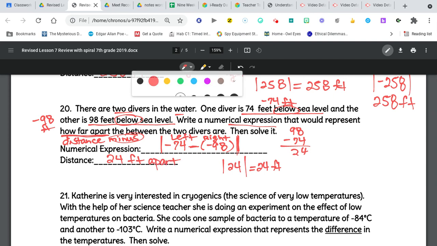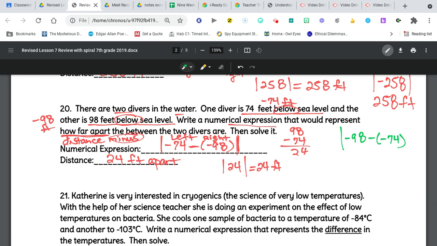Now, again, the order in which you subtract really doesn't matter. So I could have gone with, as long as you use absolute value, negative 98 minus the other negative number. That's to the left and that's to the right. So I would have subtracted anyway and it would have been more to the left. I would have gotten negative 24. But the absolute value of that is still positive 24.